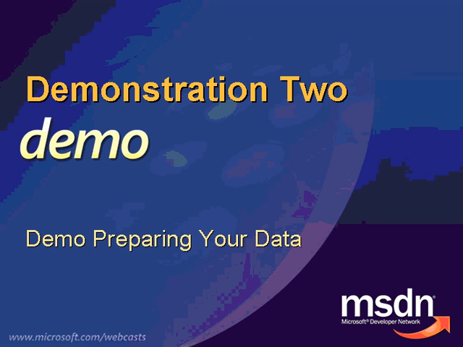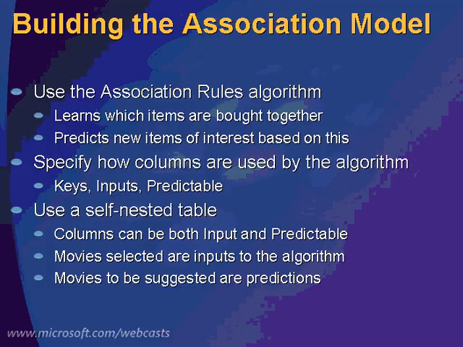And the first thing we're going to talk about is essentially the association rules. Now, I'm building what we call an association model because I'm interested in how the different items that people have bought are associated together. So in this case, when I build the association model, I'm going to use the association rules algorithm. It learns the items which are bought together, and it creates rules which enable me to predict new items of interest based on that association.